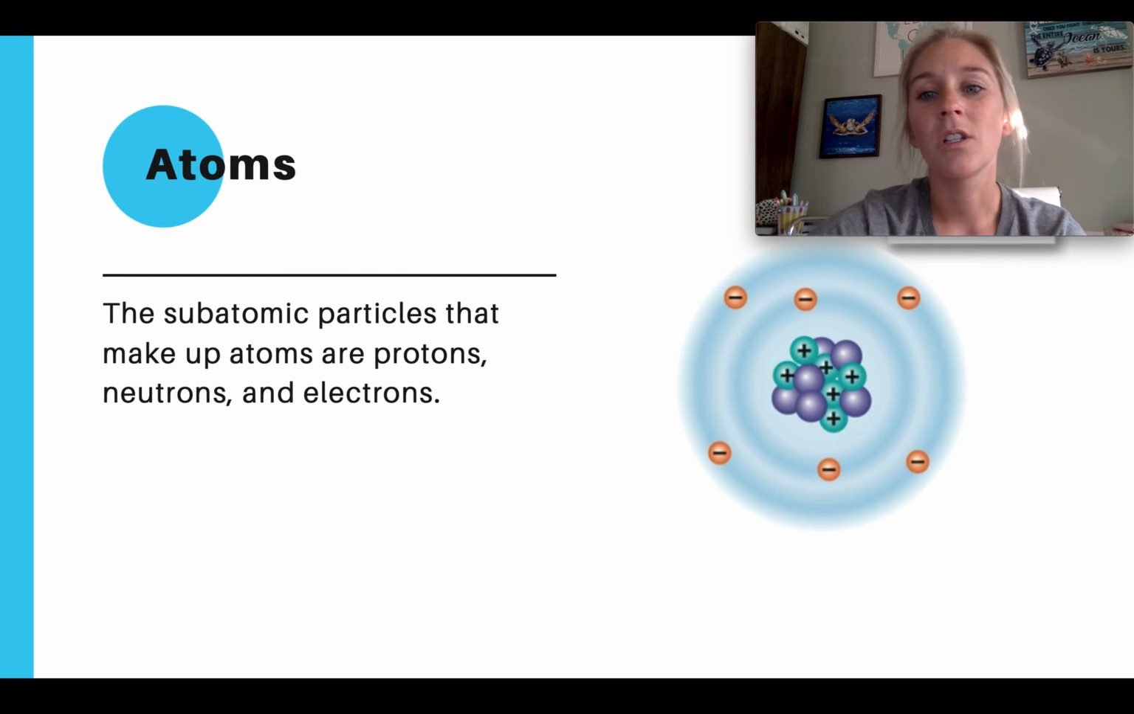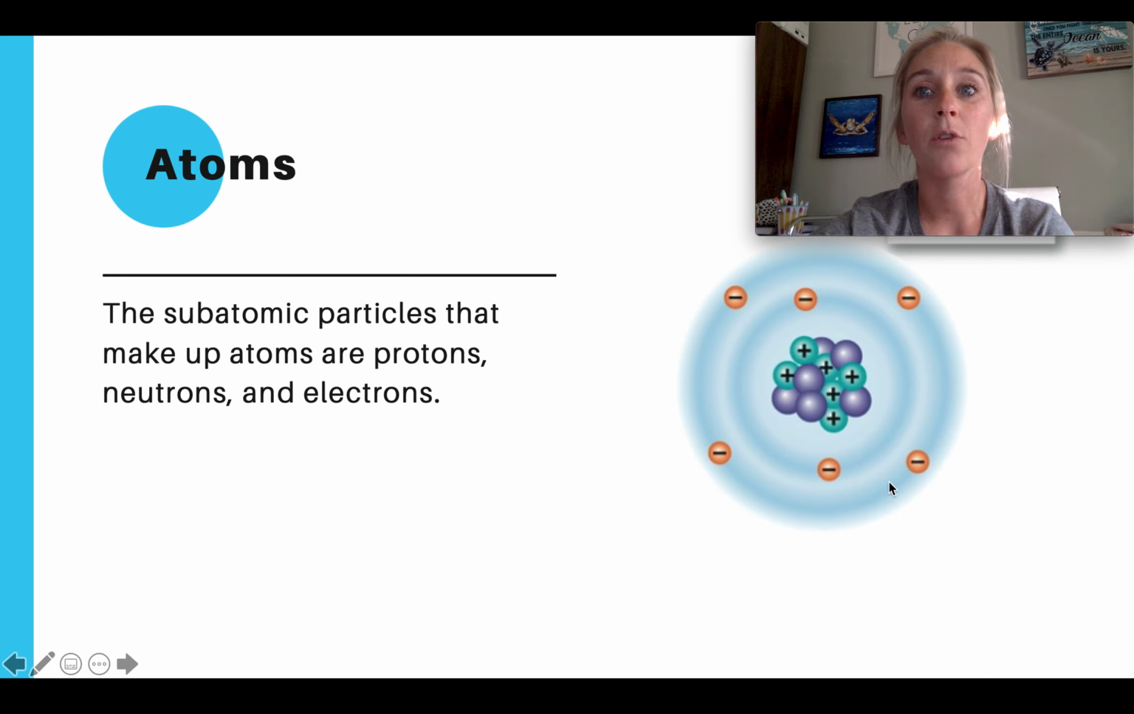There is a misconception that electrons travel in specific orbits around the nucleus. They're really just kind of floating around in this electron cloud. The attraction between these protons and the electrons is what holds the electrons to the nucleus.